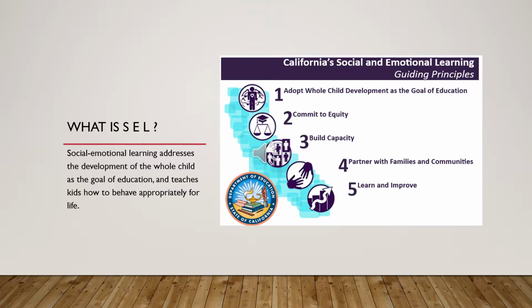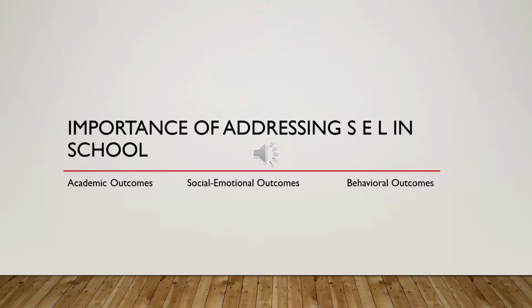In 2018, the California Department of Education published guiding principles on social and emotional learning. The CDE prioritized adopting the development of the whole child as the goal of education. Research has demonstrated the importance of addressing social emotional learning in schools for academic, social emotional, and behavioral outcomes.